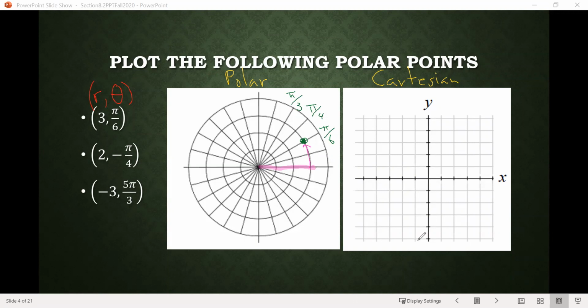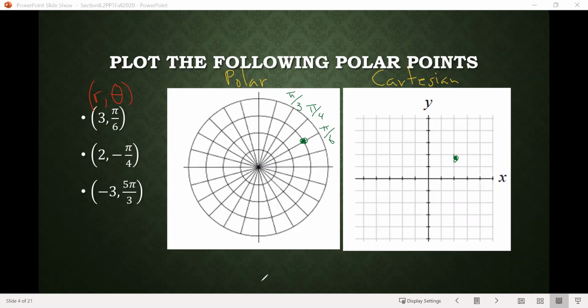Now it turns out, and sometimes it's helpful, we can still actually plot these points in the Cartesian coordinate system. We just have to use the same kind of idea. So we start from the origin, go out 3 units since our r value is 3. And then we'll rotate around pi over 6 radians, which we know is about 30 degrees. So maybe about somewhere to here. And then we could plot our point. Okay, and hopefully see connections between how I did that and how I did it on the polar coordinates.